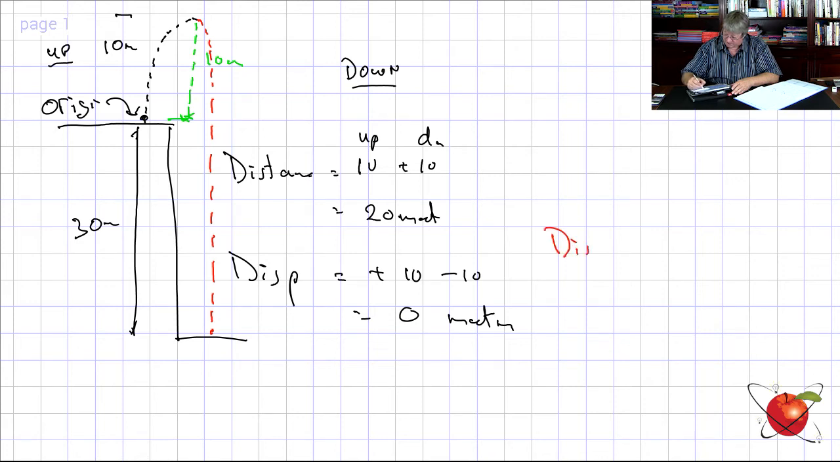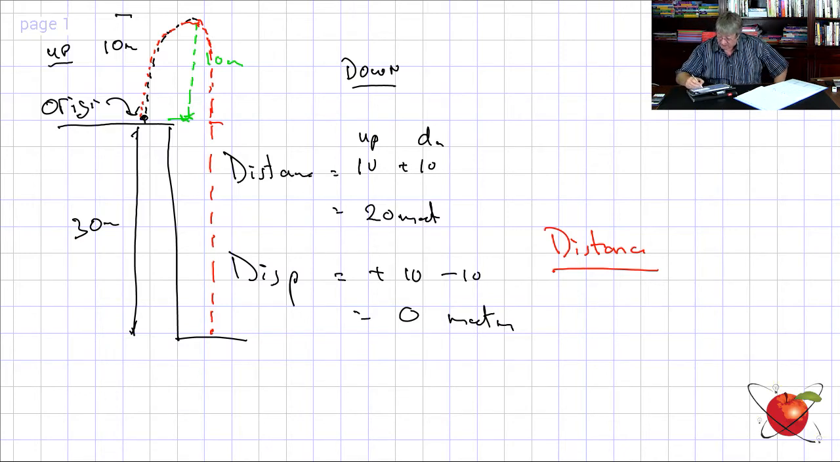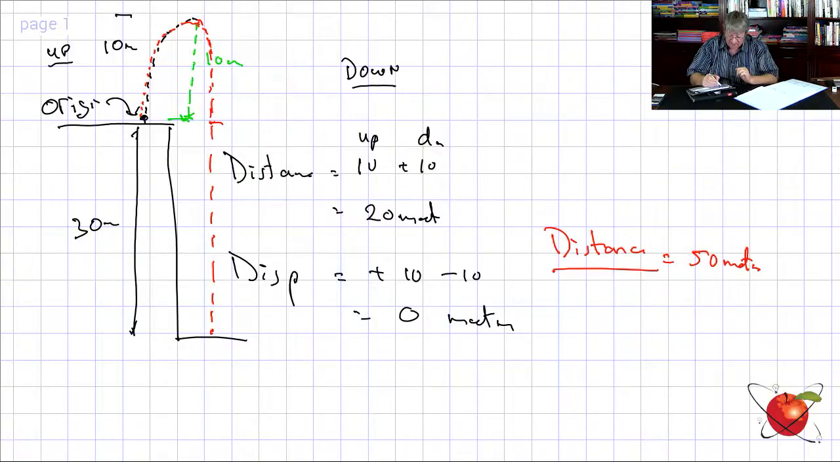What is the distance it traveled? It went 10 up. We went up for 10. Then we came down 10 plus 30. So we've actually traveled a distance of 50 meters. Once again, can you see how valuable the drawing is? You can actually track it on the drawing. It went up 10, down 10, then down 30. That's 20 and 30, so it's 50 meters in total.